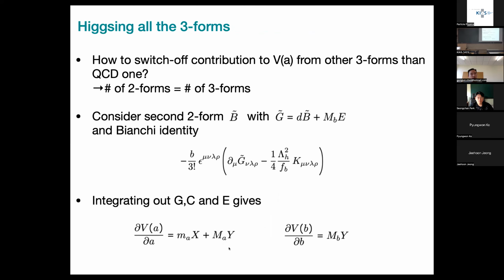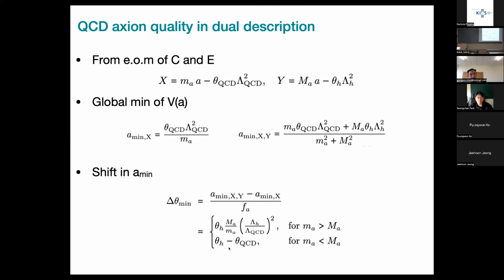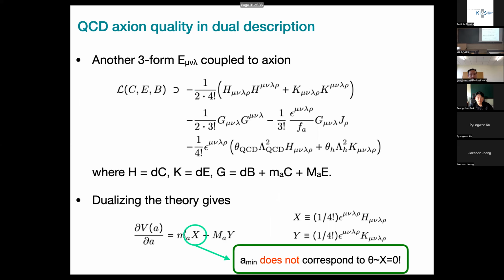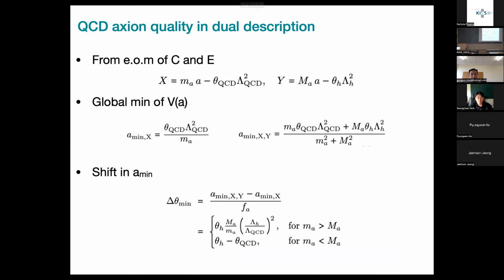Then what's the solution? Let me emphasize, it turns out that this is the only way to spoil the axion quality in this dual formulation. As I told you, in Patrick's picture, there can be many ways to spoil the axion quality: some modification to the QCD beta function, higher dimensional operators, and other physics. But in this dual formulation, there's only a single source causing a problem to the axion quality, that is if the axion couples to other extra three-forms. Because the problem is unique, the solution must be unique. Then what is the solution?